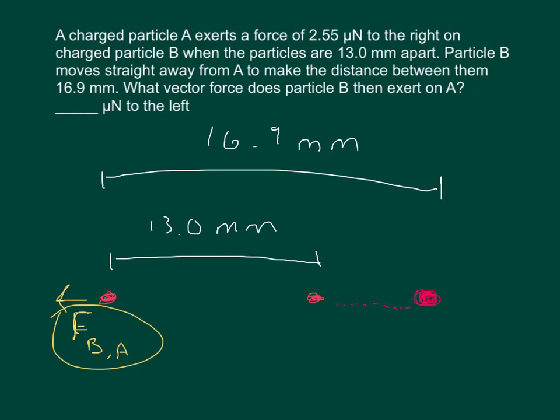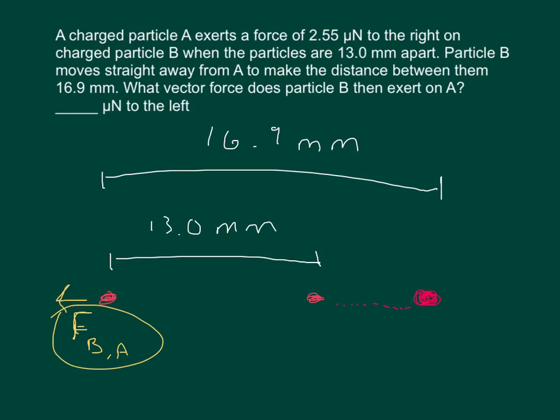Question 2 says a charged particle A exerts a force of 2.55 micronewtons to the right on charged particle B. When the particles are 13 millimeters apart, particle B moves straight away from A to make a distance between them of 16.9 millimeters. What vector force does particle B exert on particle A? And the answer is in micronewtons to the left.